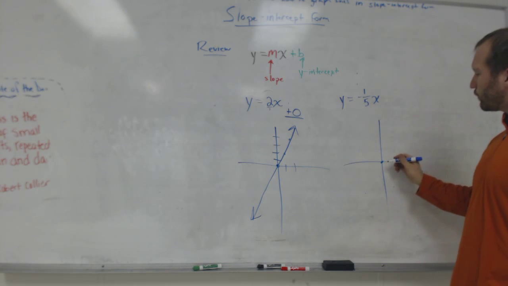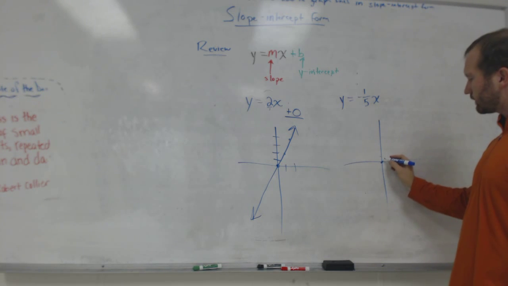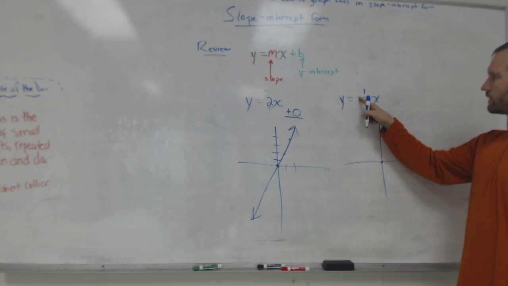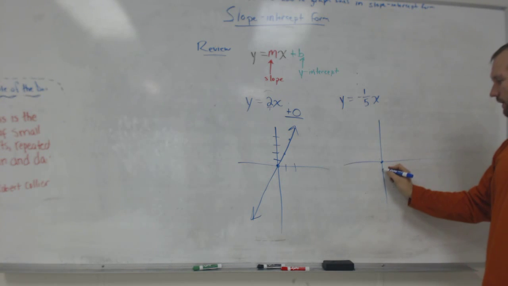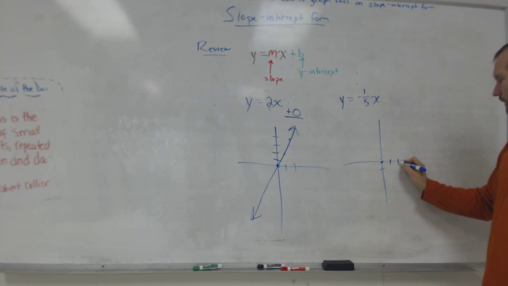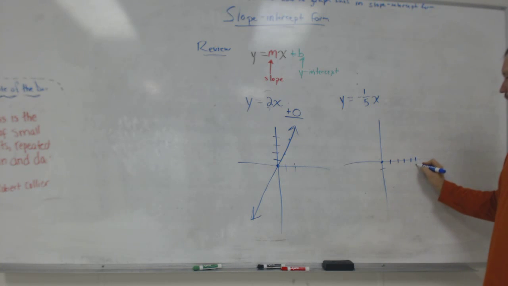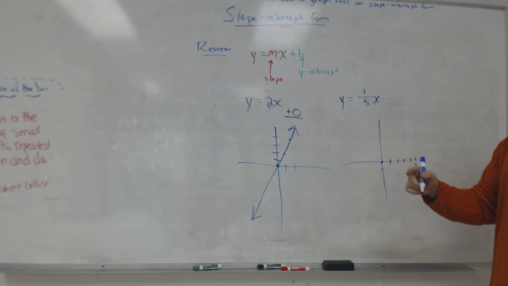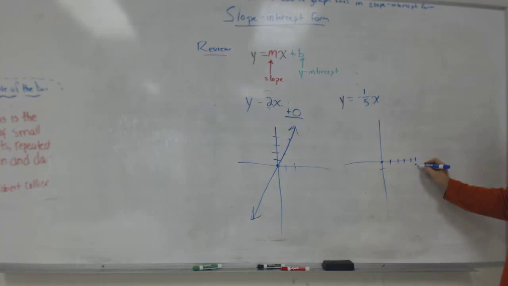Then I go up 1. No, I don't go up. I go down 1 because it's negative, so I go down 1 over 5. Remember, we're always going to go over to the right. We never move our slope to the left. And we go down 1 over 1, 2, 3, 4, 5. That's a weird line.